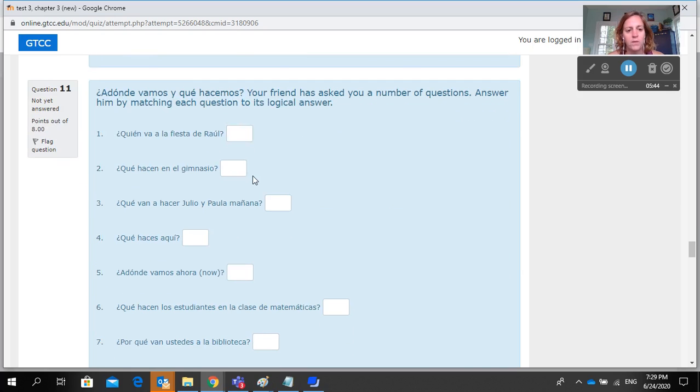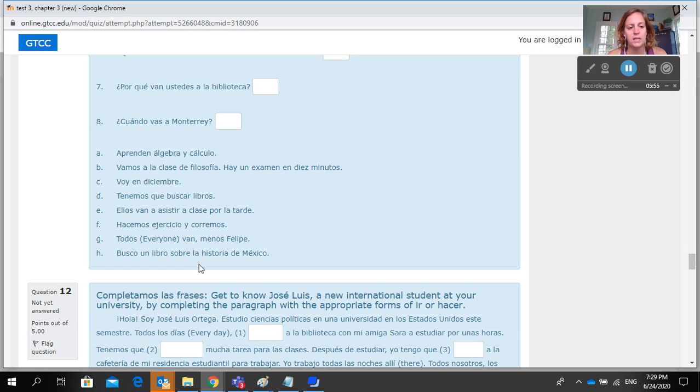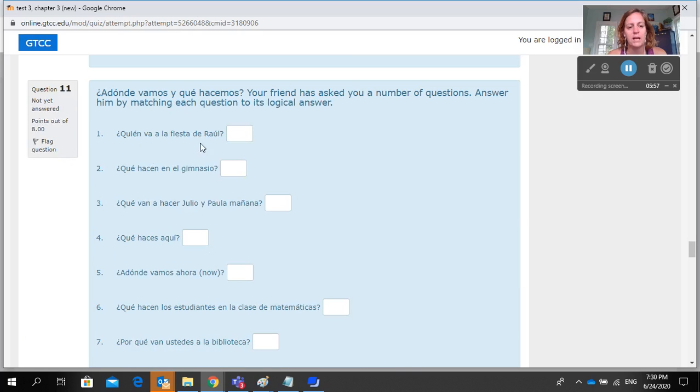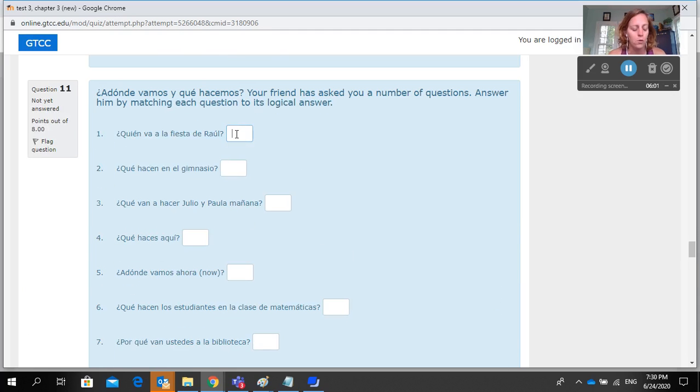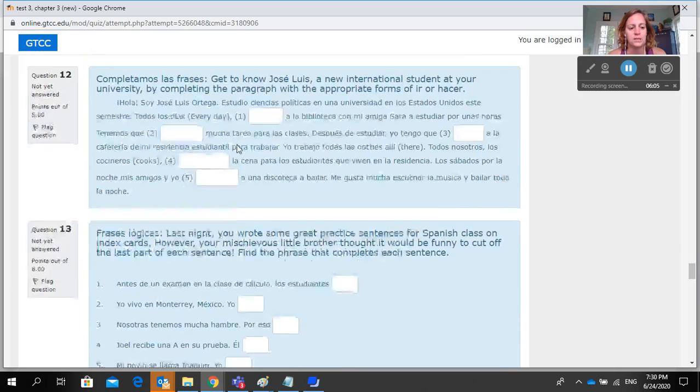Okay, then down here it says, ¿A dónde vamos y qué hacemos? Your friend has asked you a number of questions. Answer him by matching each question to its logical answer. So these are the questions you're asked, and here are your answers. So if someone says, ¿Quién va a la fiesta de Raúl? And you think the answer is aprendan álgebra y cálculo, you'd put an A right there, okay? And so that's how you do this activity.